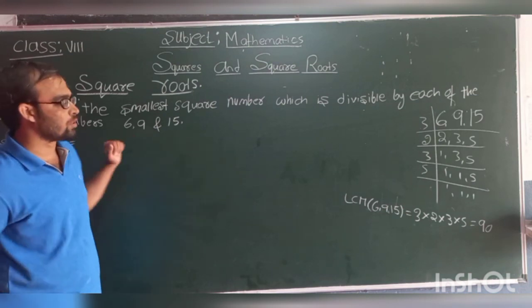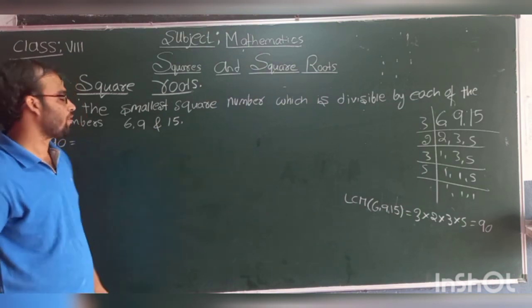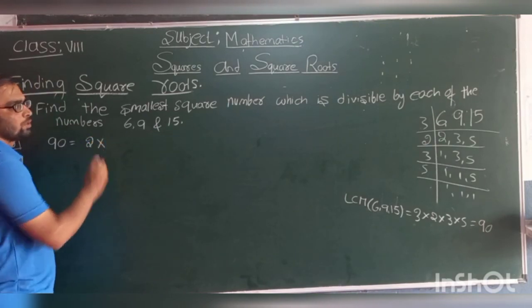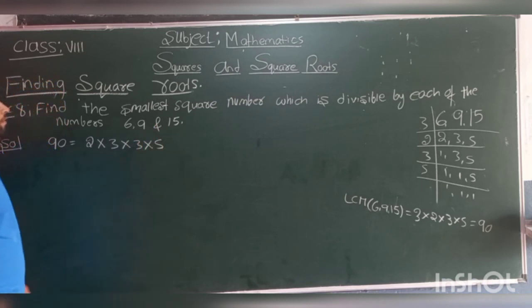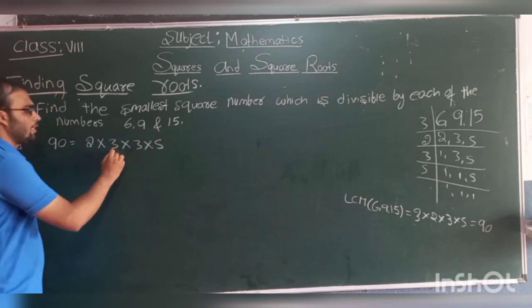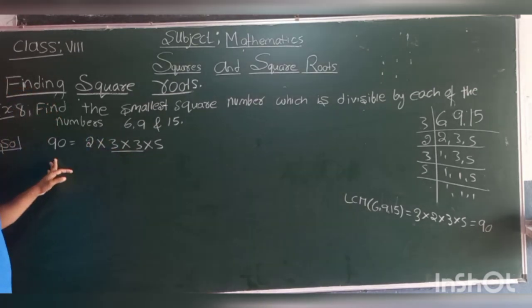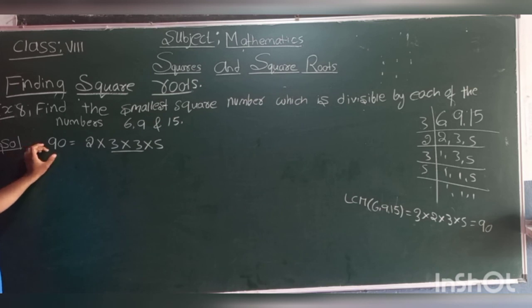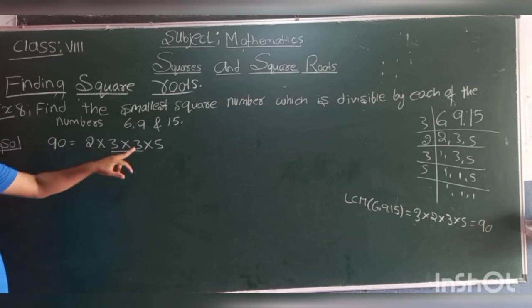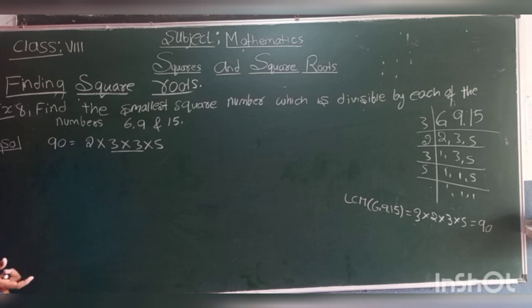So now we'll write the factors of 90. If the LCM of those three numbers is 90, then the factors of 90 are 2, 3, 3 and 5. So now we'll start pairing. Look here students, 2 and 5 are not in pairs. Then what can we conclude? We can conclude that this 90 is not a perfect square. If 2 and 5 get paired, then the number will become a perfect square.